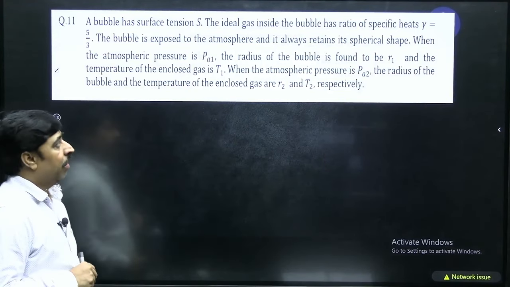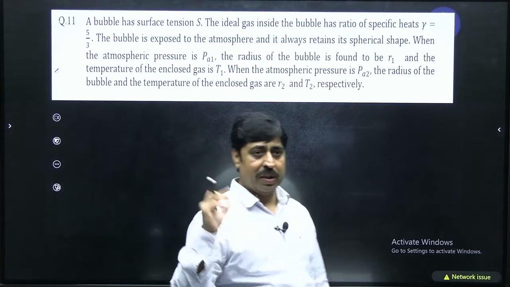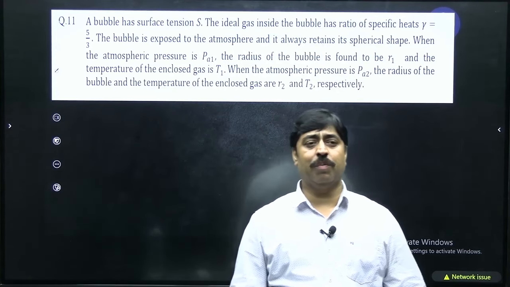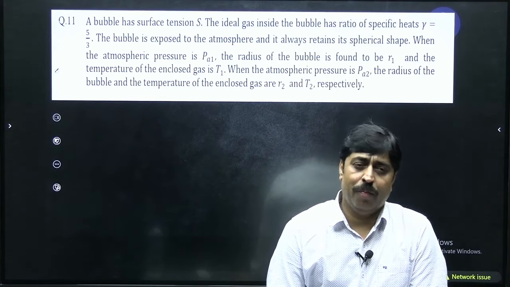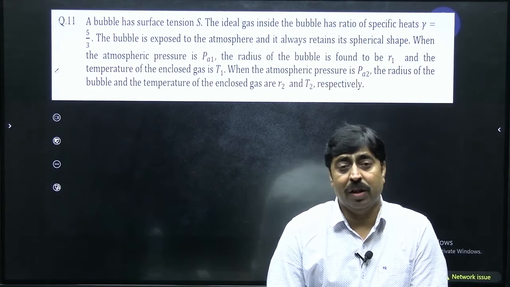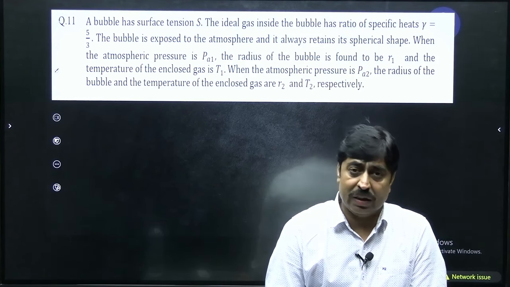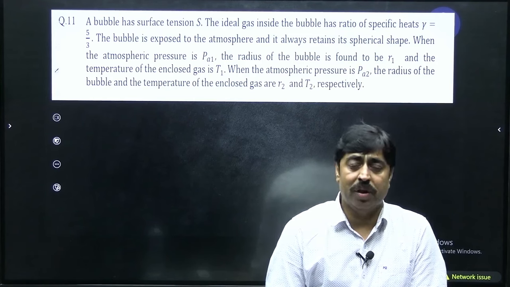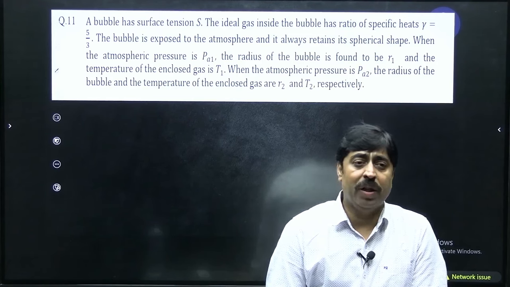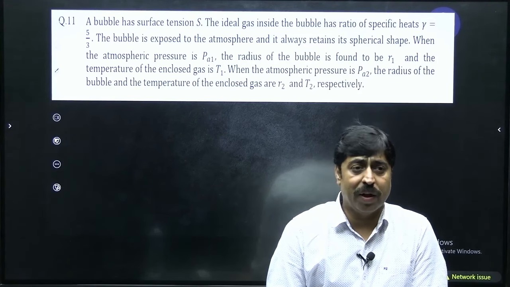Okay. Now, this is a question. As you can see, the question says that there is a bubble made of some liquid which has a surface tension S, and there is an ideal gas inside the bubble which has a ratio of specific heats Cp by Cv equal to gamma, which is given as 5 by 3. The bubble is exposed to the atmosphere, and assume that it always remains spherical.